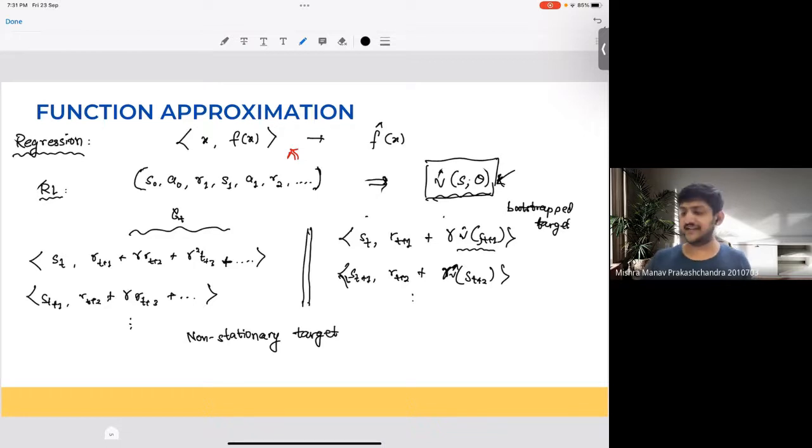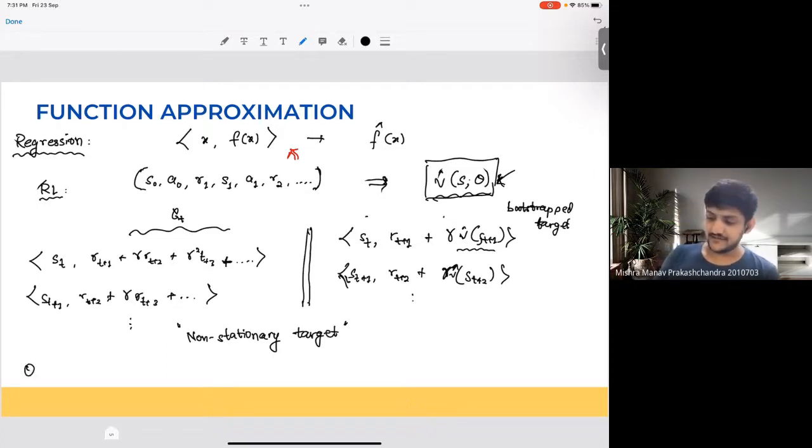So the target that I have is not stationary. The target is continuously moving, right? So this is one issue when I'm trying to do function approximation. That's why I can't directly do a regression once I've represented the data over here, because I don't have access to the complete target. I only have access to the bootstrap data.